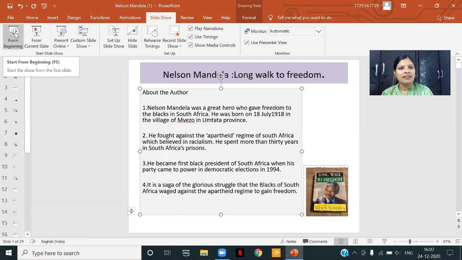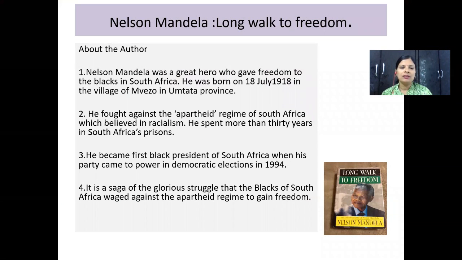First, let us look at the character sketch of Nelson Mandela, children. Nelson Mandela was a great hero who gave freedom to the blacks in South Africa. He was born on 18 July 1918 in the village of Mvezo in Umtata province. So his birth date is very important, children. He was born on 18th July 1918, in the village Mvezo in Umtata province. So this name you have to remember, and it's very important.